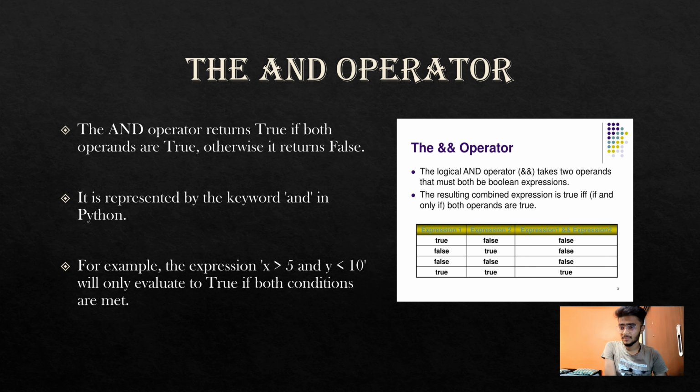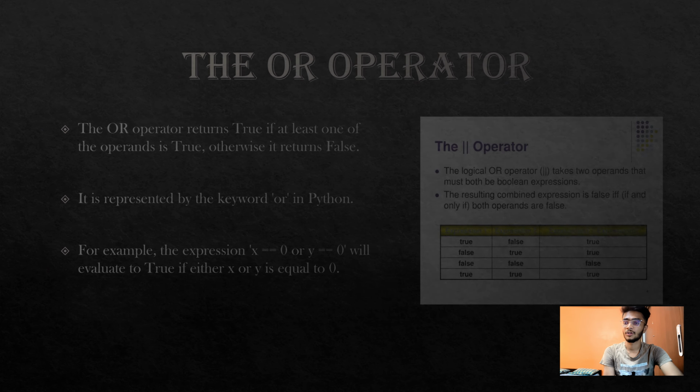That is what the AND operator does here. It is represented by the keyword and in Python, in small letters. For example, the expression x is greater than 5 and y is greater than 10 will only evaluate to true if both conditions are met. For example, if x is 4 or less than 4, and y is 9 or less than 10, then only you're going to get true. If the value is 5 or more in x, or 10 or more in y, then you are going to get false. That's all about our AND operator.